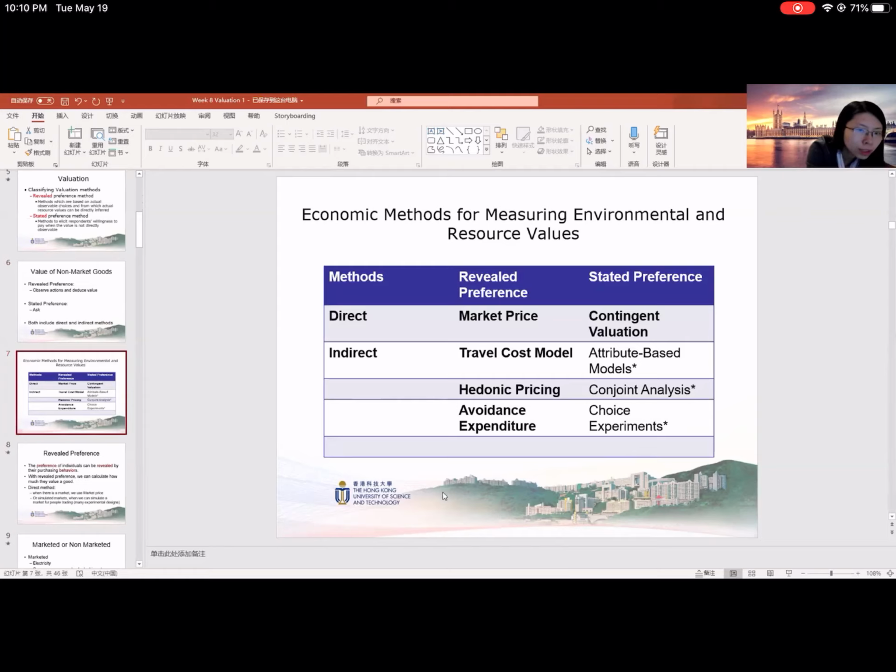Now, these are the specific methods we will be talking about in the class. The highlighted ones are the valuation methods that I'm going to cover in the class. There are revealed preferences and stated preferences. Here, the direct revealed preference approach would be to just look at price. The easiest way to look at the valuation of a certain good is to look at its market price. If we're talking about market goods, how valuable is an iPad? We just look at its market price.